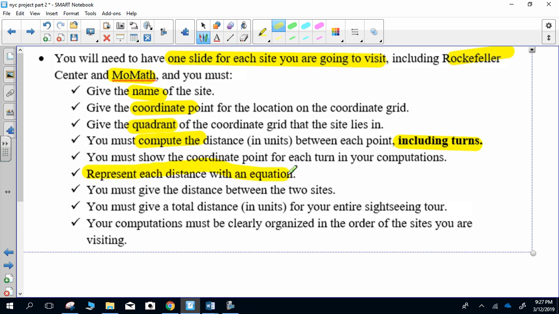So this is all in your notebook on that same page, page 12 in part 4, where you've got that map where we went from place to place to place to place. You have to give the distance between the 2 sites, and you then have to give the total distance in units for that entire tour. So that means if it took you 10 blocks to go in the first place, and then 10 more blocks, that's 20, and then 5 blocks, that's 25, so you have to have a whole thing. And then you have to have your computations clearly organized.